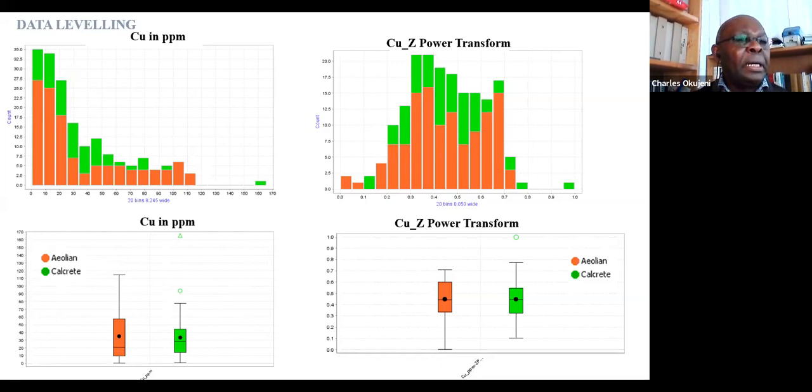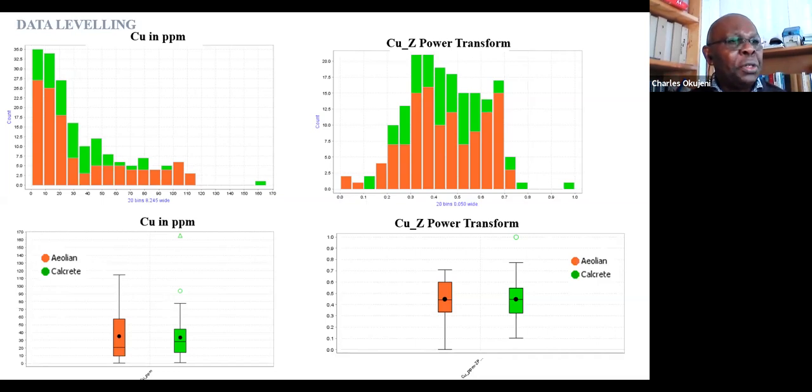And then they are leveled by the Z power transformation. Now, what that does is that it considers the samples, or the concentration of copper in the samples in the calcrete as a group, and then levels that to get a group median value, or a group mean, and considers aeolian sand as a group, and levels these two means, or median values as the case may be. So that is what we have here.